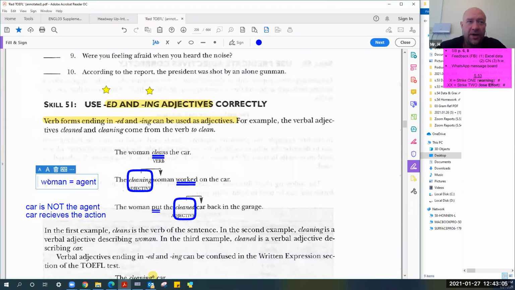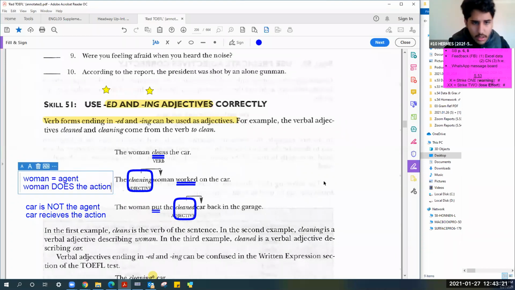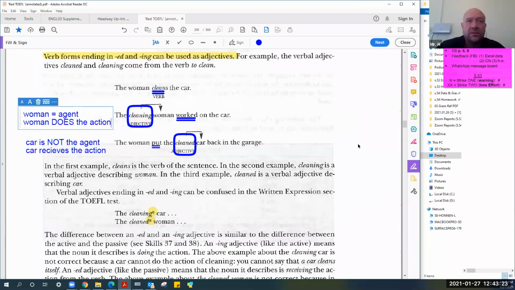Okay. What about here? The woman, what does she do? She's the agent. So what does she do? She does the action. Do you understand? Yeah. So take a screenshot there, guys.